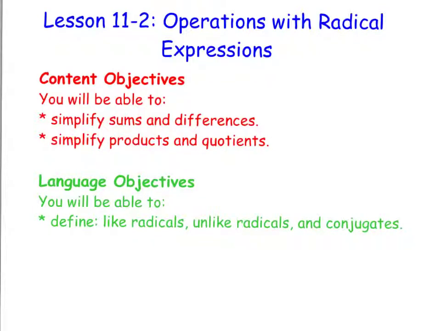Welcome back, everybody. We're going to move on in Chapter 11 to Lesson 2. We're going to do operations with radical expressions. So, in this lesson, you'll be able to simplify sums and differences, along with simplifying products and quotients. Language objectives would be that you'll be able to define like radicals and unlike radicals, and this new word, conjugate.